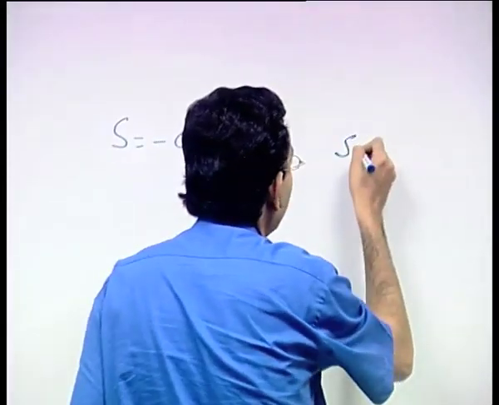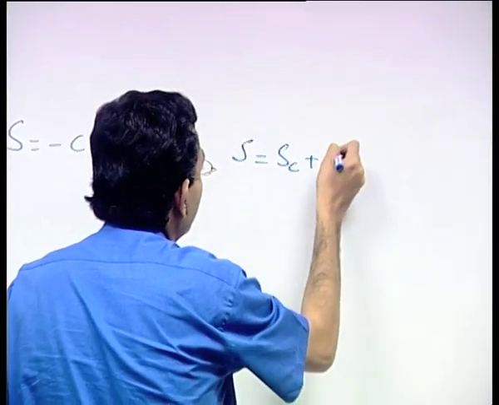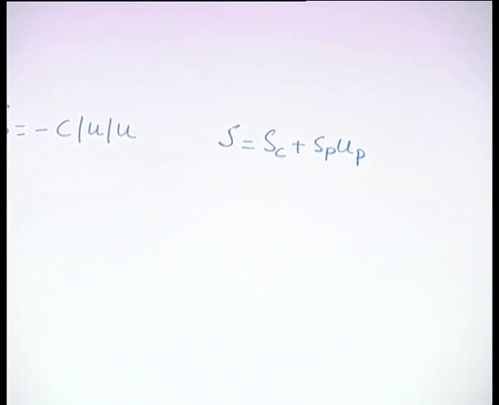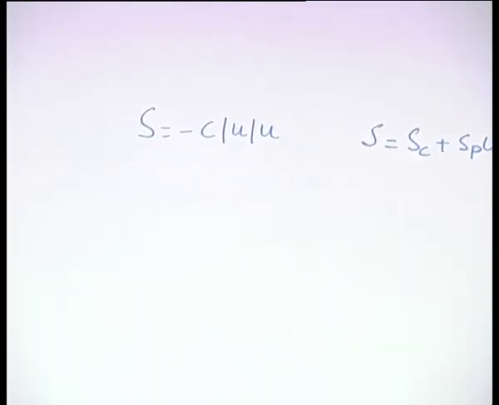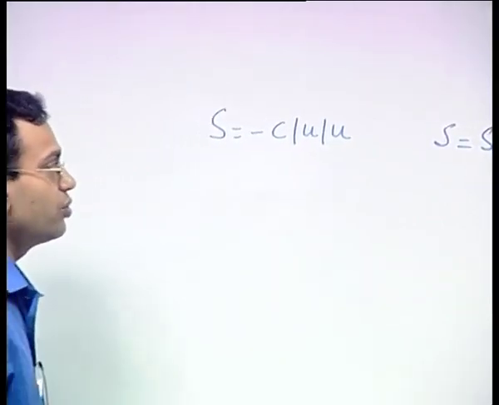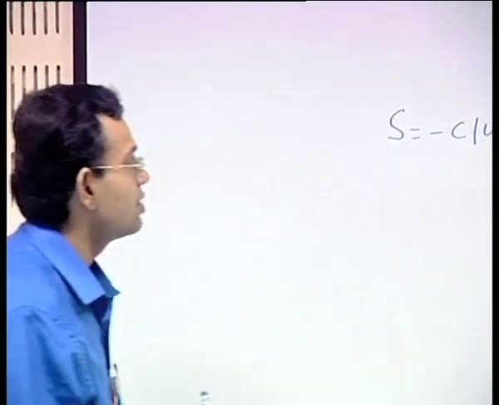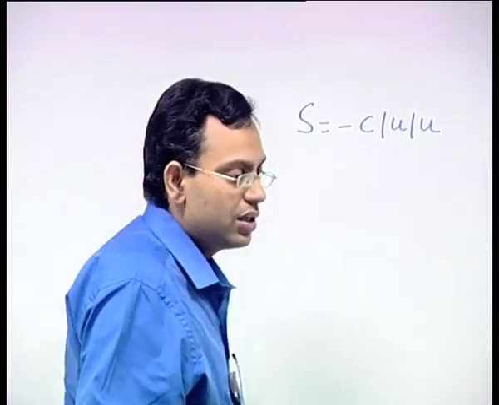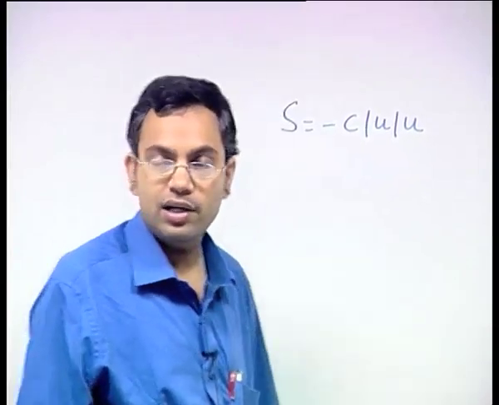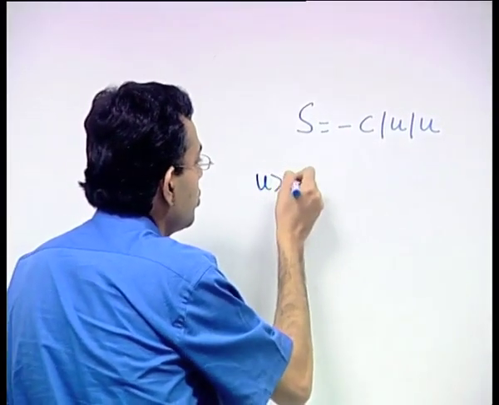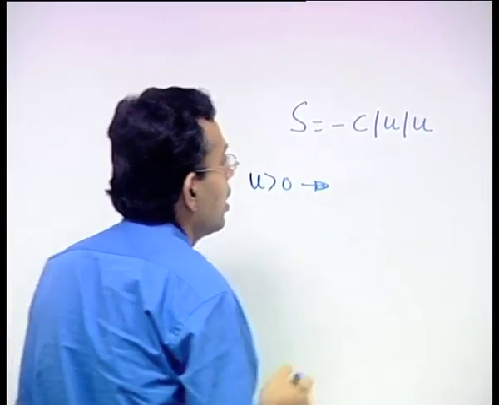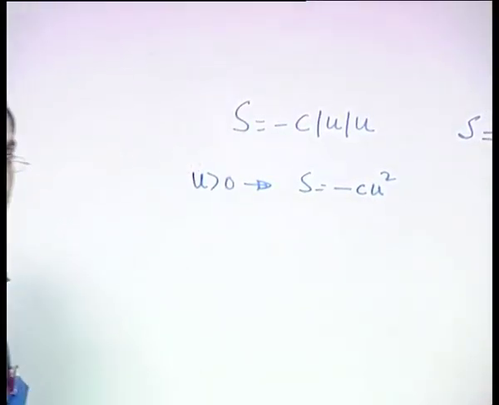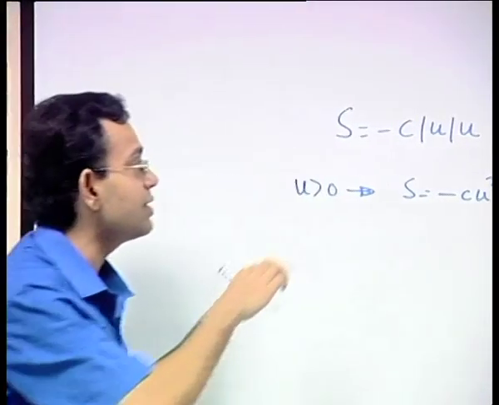That means you want to express S equal to SC plus SP UP. So you have to find out what is SC and what is SP. Let us quickly see how to do that. Of course, it is quite straightforward, but because mod u is there, we have to consider two different possibilities. One is u greater than 0, another is u less than 0. If u is greater than 0, then S is equal to minus C u square, because mod u is u, so it becomes minus C into u into u.